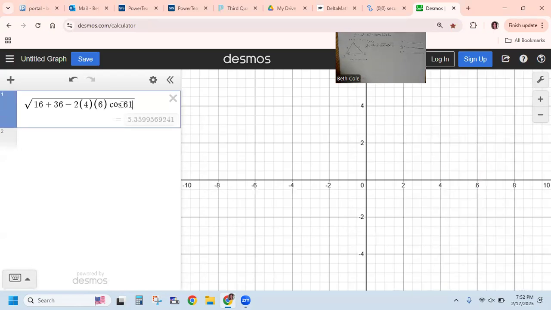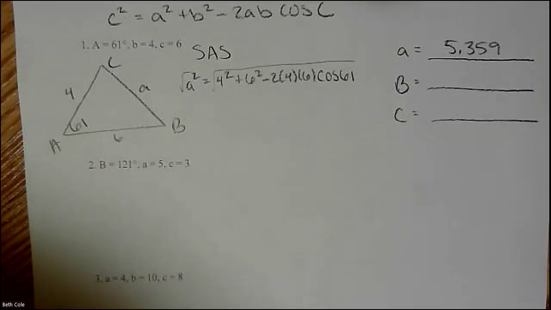Cosine of 61. And so we get 5.359. And so that I can reuse this answer later, I'm going to store it as A so that I have it. So that's what we have there.